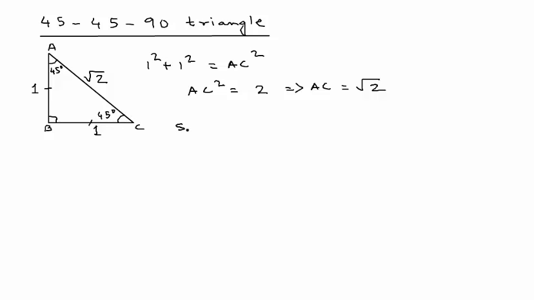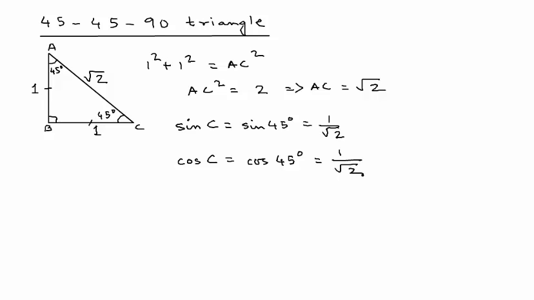Sine C, which is the same as sine 45 degrees, because C measures 45 degrees, is equal to the opposite over the hypotenuse. So that's 1 over square root of 2. Similarly, cosine C is the cosine of 45 degrees, which again happens to be adjacent over the hypotenuse, and that's equal to 1 over square root of 2.